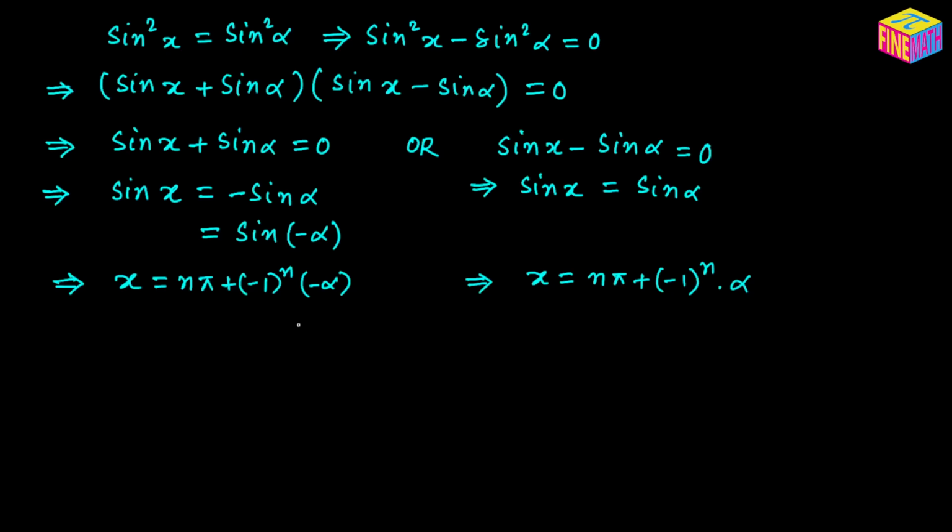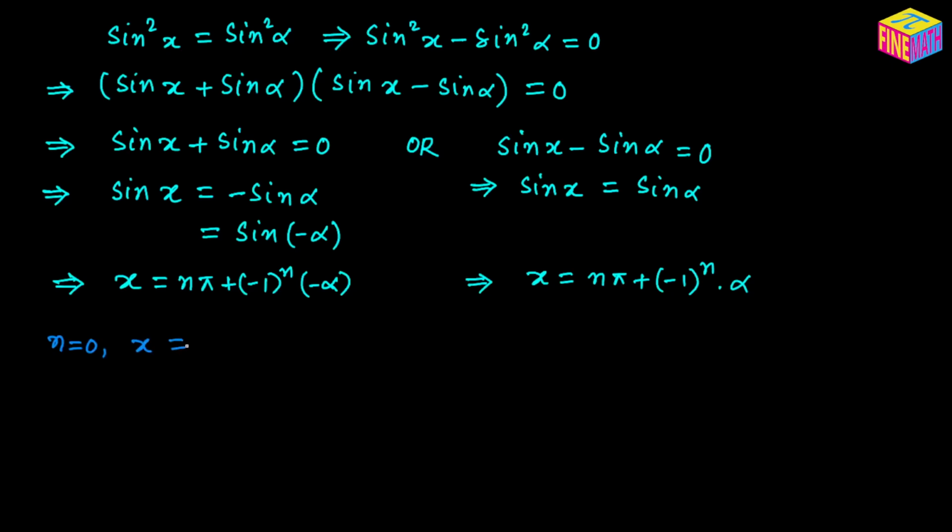So for the first factor, alpha is negative, or the angle is a negative angle, which is negative alpha, and for the second factor, the angle is a positive angle, which is just alpha. Right? Now let's try to use different values of n and see what are the different values of x we are getting. So let's first use n equals 0.